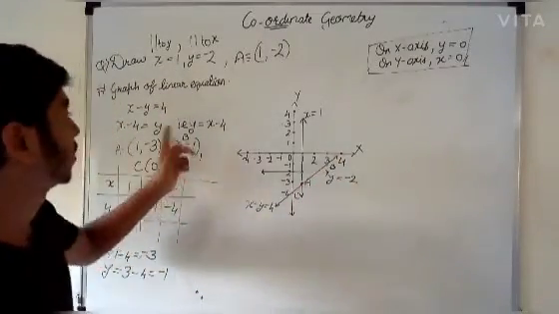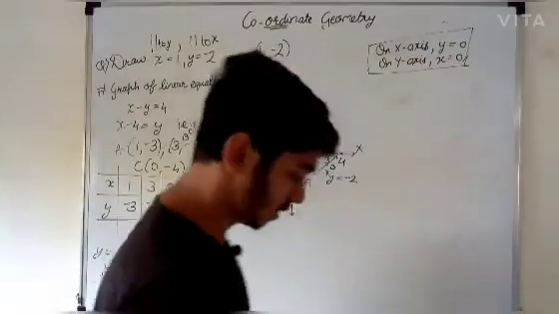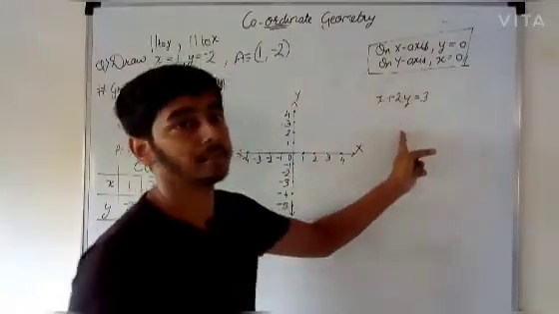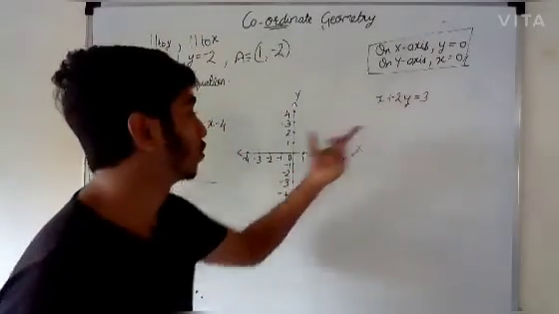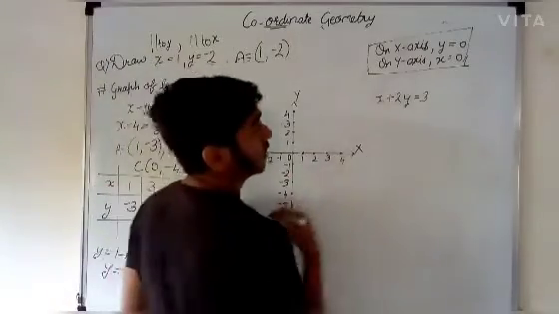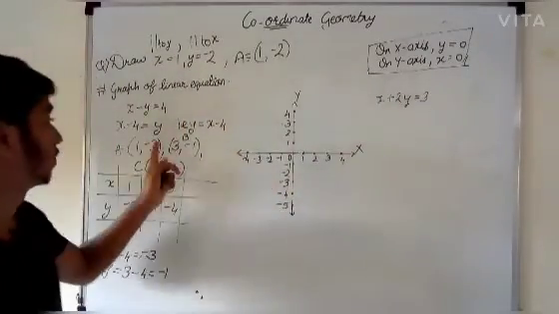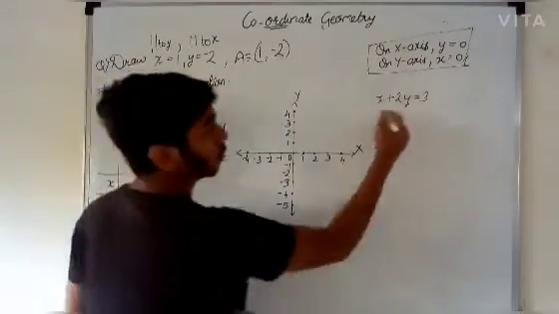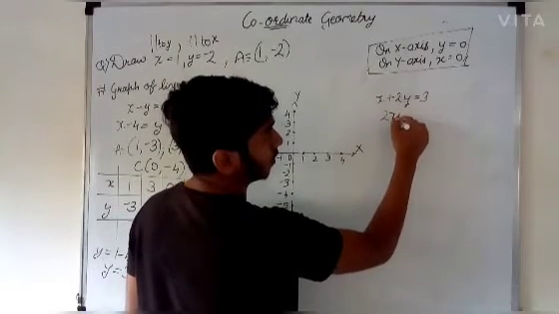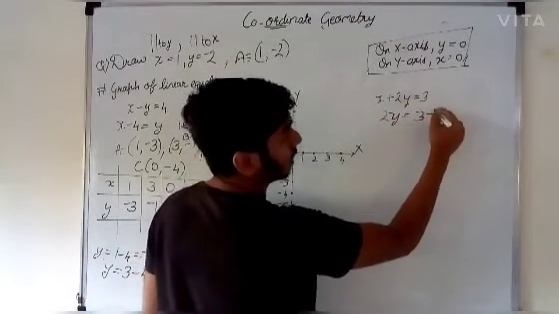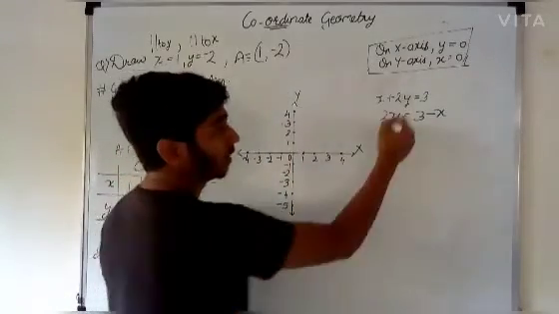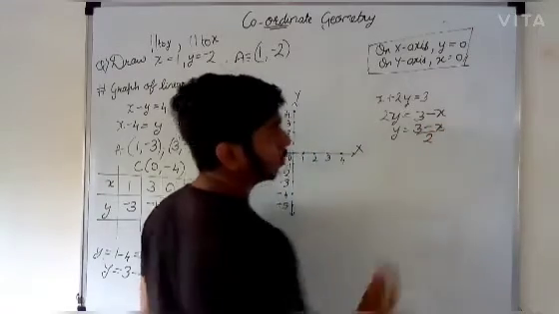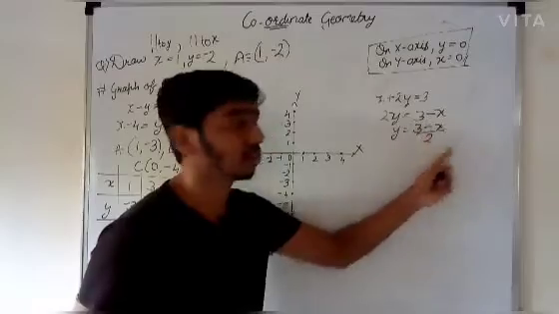Let's take one more example of this particular type. This is one more linear equation, and we are going to plot it on this graph. So let's see how we do it. As I told you earlier, we have to get the linear equation in the form of y equal to something. So here it will be 2y equal to 3 minus x. Then y will be (3 minus x) upon 2. So we got y equal to in this form.